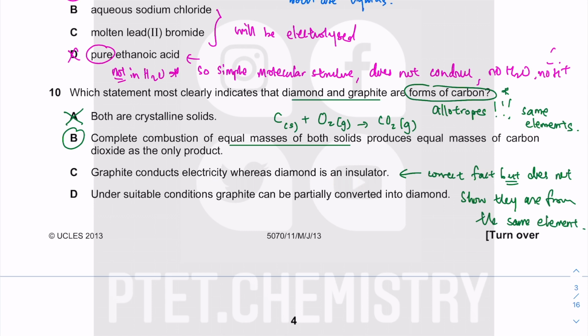It's just conduct versus does not conduct. So that's why C is not the best answer there. And of course, it's true that graphite can be converted to diamond. We can make artificial diamond. They do it under very intense, very high pressure. But those are synthetic diamonds, and those are not used in jewelry.